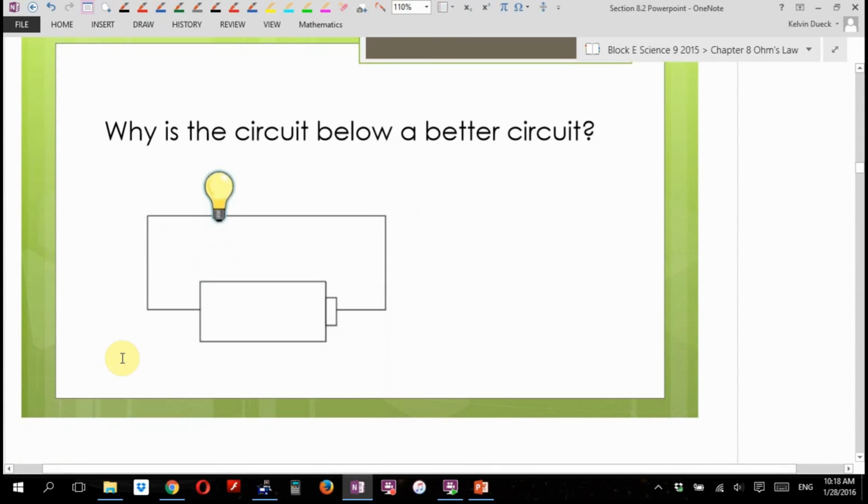Why is this circuit below a better circuit? Electrons are going to flow that way. Let's draw a schematic here, so we're going to practice. Do you have room to the right? Here's the positive end, here's the negative end. If I was drawing this, it would look like that. The symbol for a light bulb is a little loop with a glass bulb around it.